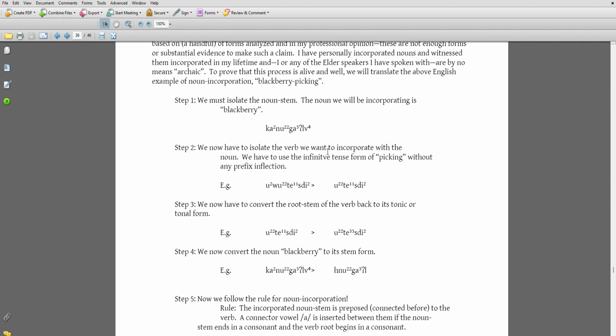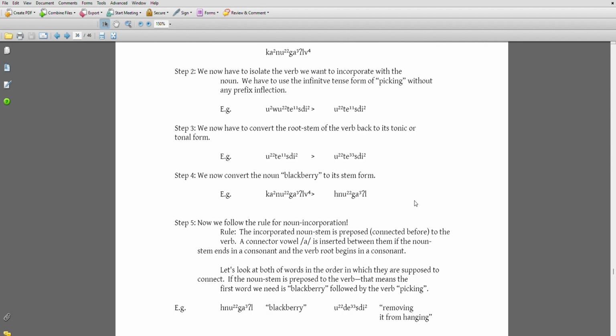Step 3. We now have to convert the root stem of the verb back to its tonic or tonal form. Step 4, we now convert the noun blackberry to its stem form. So from kanugat to nugat. Step 5, now we follow the rule for noun incorporation.